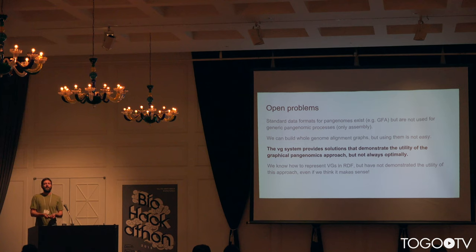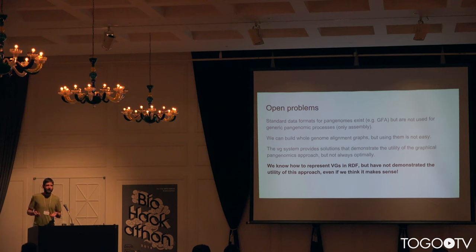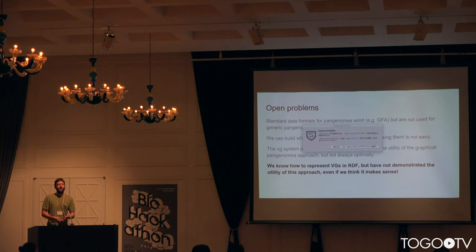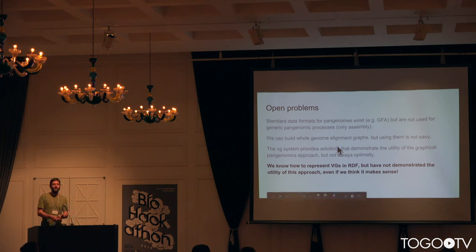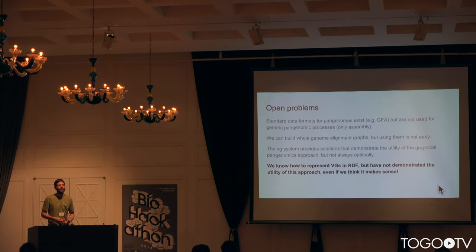And we have solutions to many of these things in graphical pangenomics. We can do resequencing with VG, but this is just a reference implementation. These aren't the optimal solutions to these problems, and they are not necessarily most usable. And so in general, this space needs more effort. And finally, and relevant to this conference in particular, we know how to represent VGs in RDF. They have a lossless representation, but that doesn't mean that we've actually used it for anything practical. So although we know in principle that this semantic representation of this kind of graph is very useful, we haven't shown that it's useful in any particular place. So this just needs effort in terms of consideration.